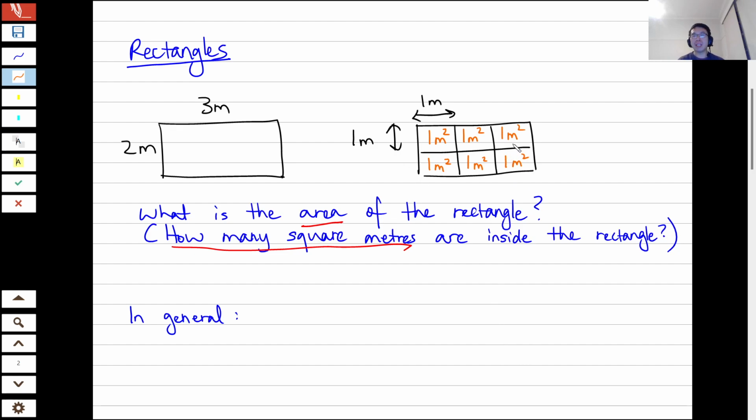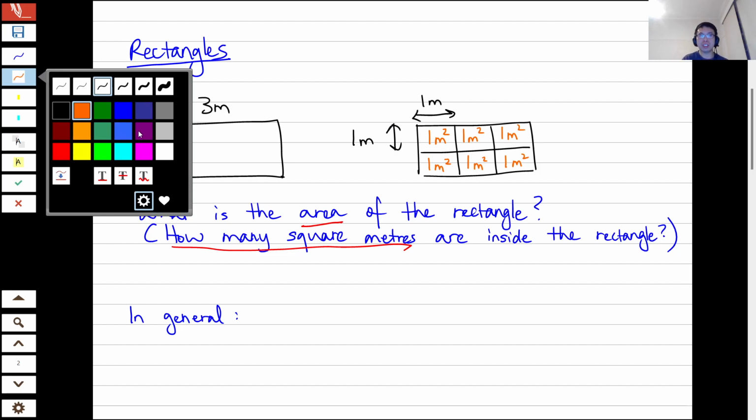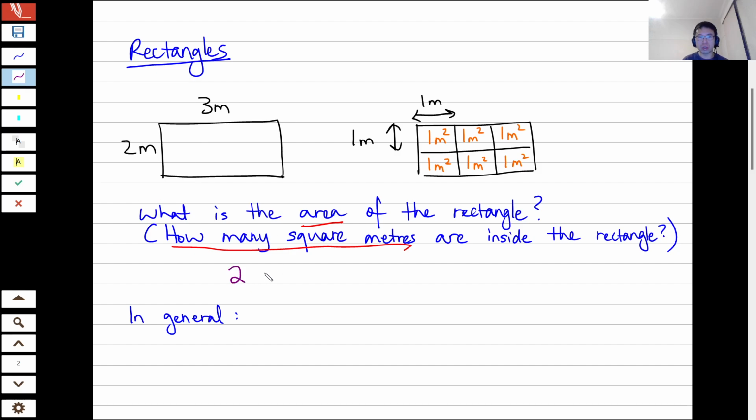So how many are there? Well, if I count the squares, there's 6. And I can get this by noting that there's 2 down and 3 across. And so if I do this calculation, I get 2 times 3, which gives me a total of 6 square meters. And that's how I would do the calculation.